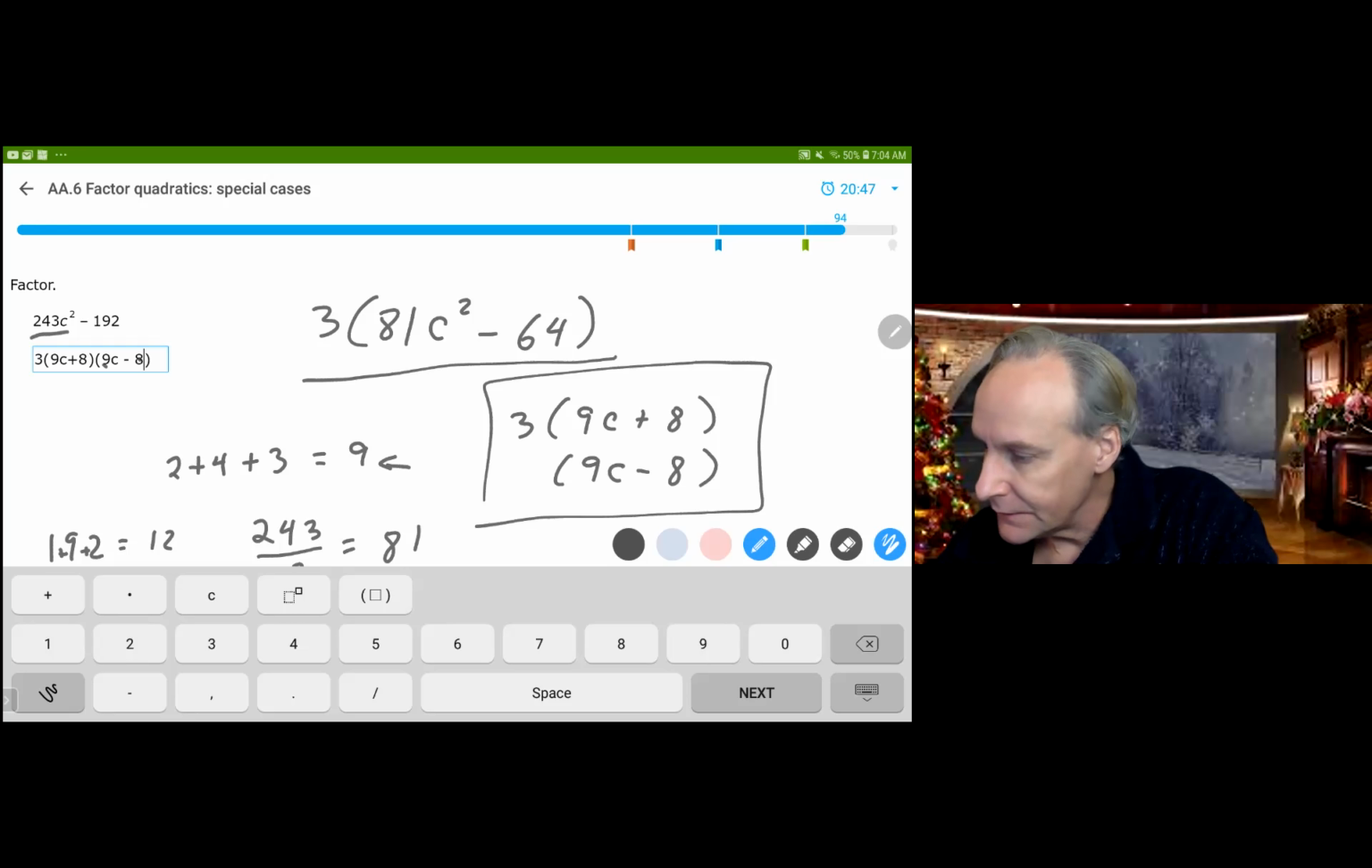Looks good. 9s, yep, give me 81, and 8s give me 64. I have my 3 in front, and I spaced out my subtraction. Looks good.